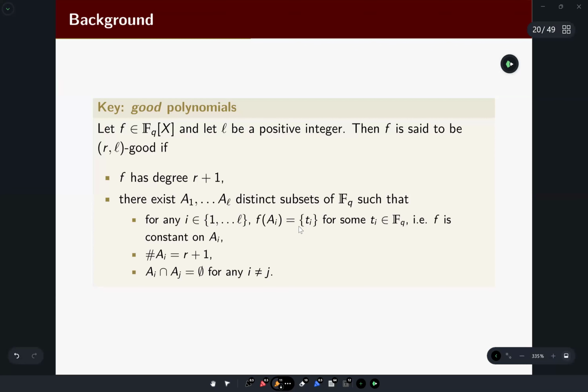Now, what is a good polynomial? The definition says that a polynomial is (r, l) good if the degree is r+1 and if there are l distinct subsets where it is constant. Each subset needs to be of the maximum cardinality possible for the polynomial to be constant. In fact, we want the cardinality to equal the degree of the polynomial. So that's a very easy definition.